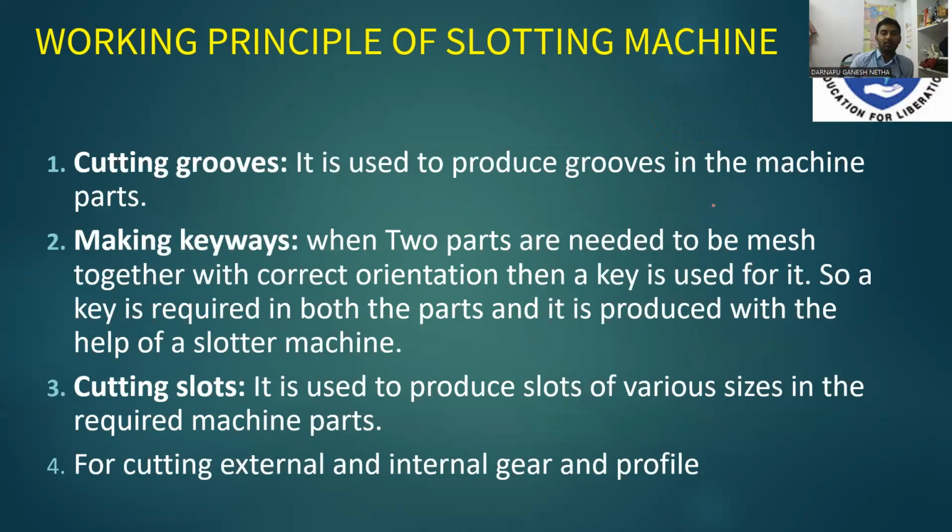Cutting grooves: it is used to produce grooves. Making keyways: when two parts are needed to mesh together with the correct orientation. By producing keyways, we can insert the hub and shaft. For the hub, we can produce the keyways, so that after producing the keyways, we can easily insert the shaft in the keyways.